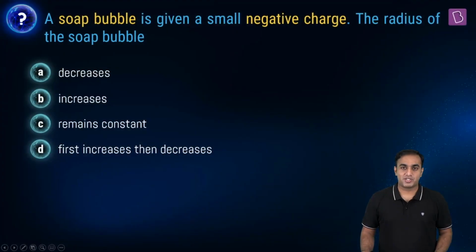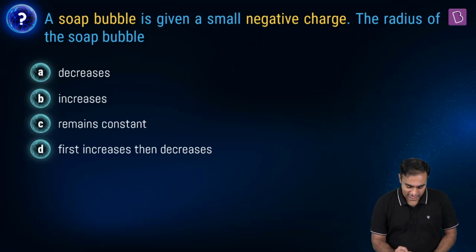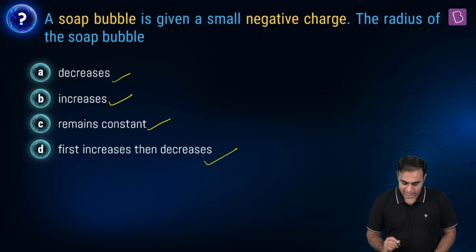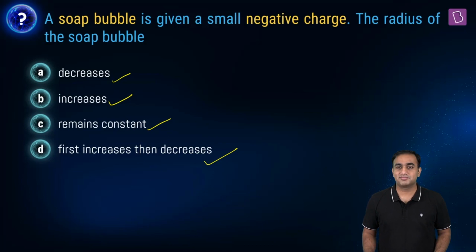Look at this interesting question. We are given here the case of a soap bubble which has a small negative charge. We have four options given to us about the radius of the soap bubble. Look at the options. Decreases, increases, remains constant, first increases and then decreases. Well, how do you answer this?